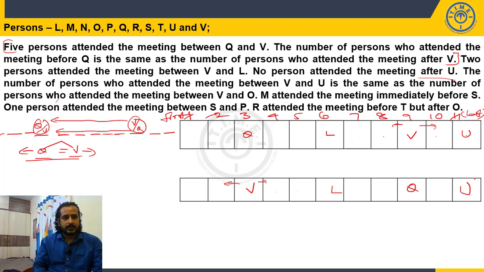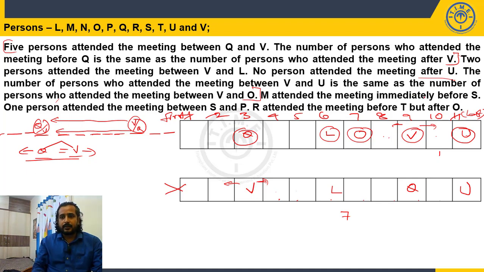Okay. Next, the number of persons who attended the meeting between V and U is the same as the number of persons who attended between V and O. Okay. V and U, how many? 1. In this case, V and U, how many? 1. So V and O also 1. V, 1 gap, O. Now here, between V and U, how many? 1, 2, 3, 4, 5, 6, 7. 7. So already on one side we have U. So on the other side you should take. Do you have the scope to take 7 gaps and O? No. So case 2 is completely ruled out. Now we have only one case. So Q, L, O, V, U are fixed. Until here complete information is utilized.